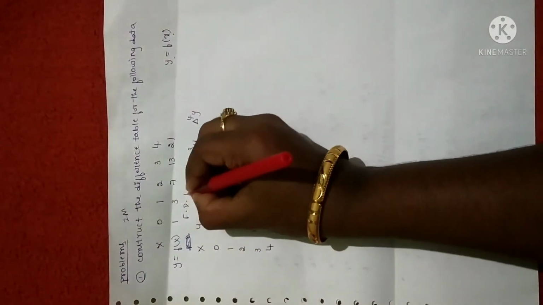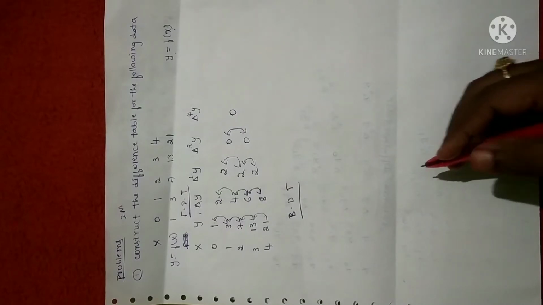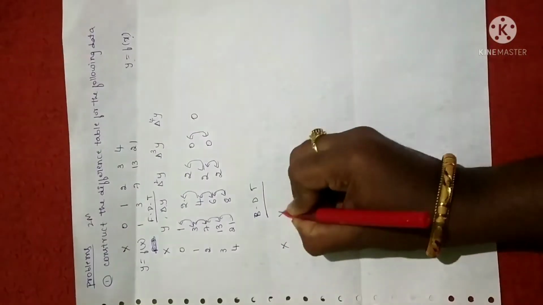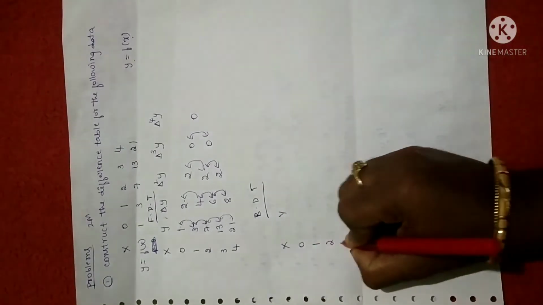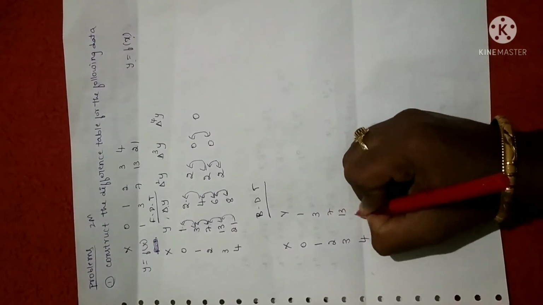So let me construct the backward difference table. Why? Because it is not clearly mentioned whether forward or backward, so I am going to do both. For the backward difference table it is also the same. First you have to write the x and y values: 0, 1, 2, 3, 4 and 1, 3, 7, 13, 21.